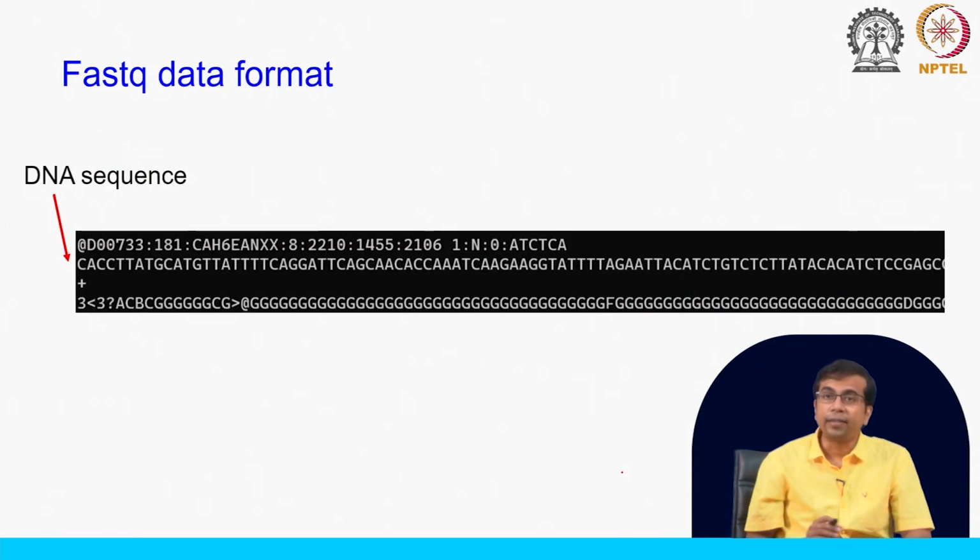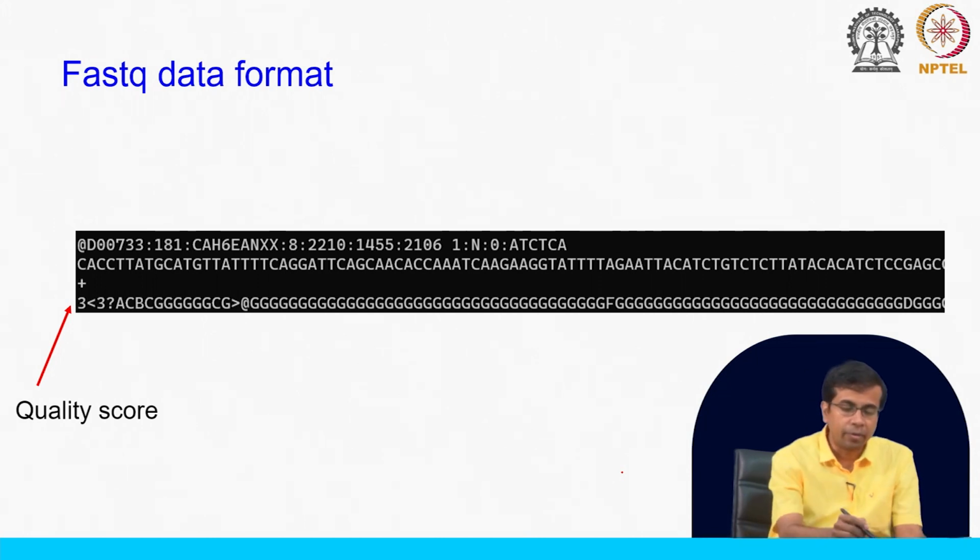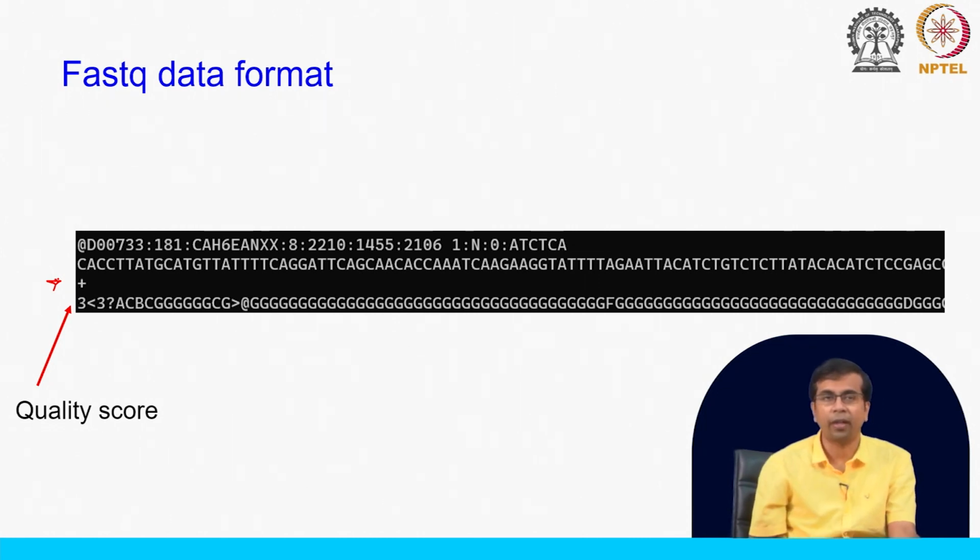The next line is the actual DNA sequence, the sequence that we are interested in, and then we have the quality score. In between I have the plus sign, which is the spacing. Sometimes you will see this plus sign followed again by part of the header.